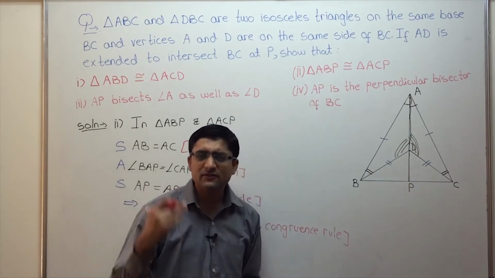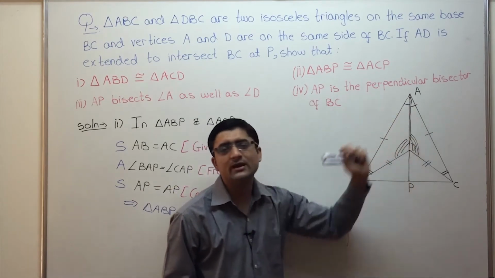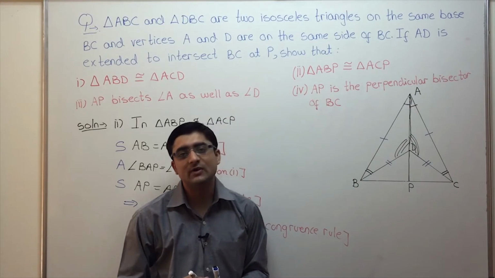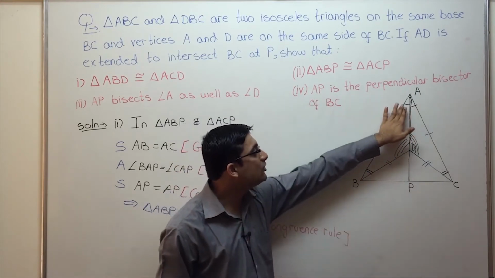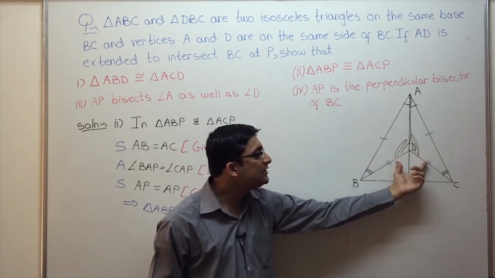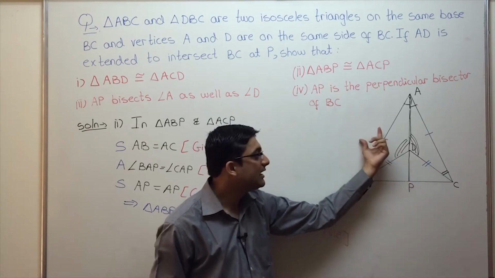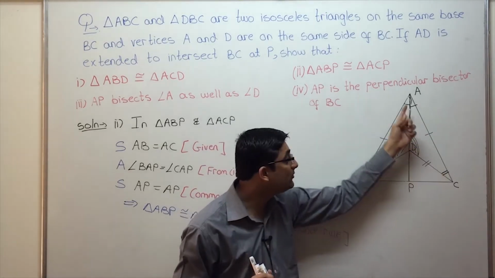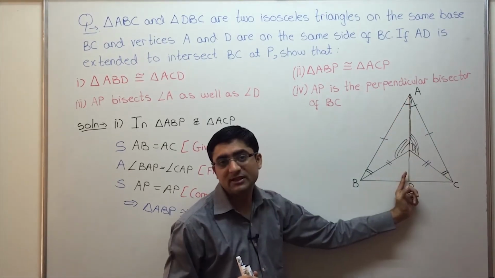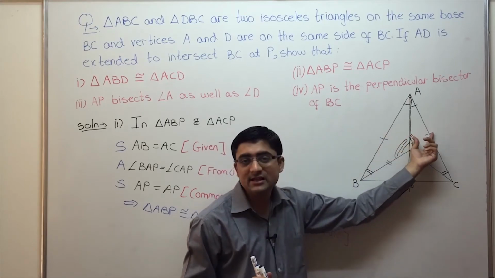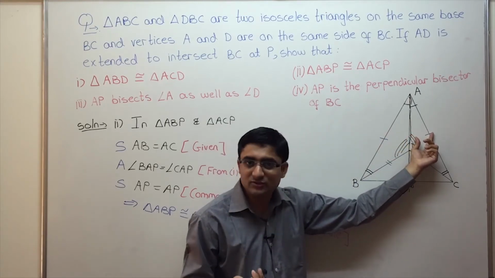Now let's say in the previous question you do not derive these two angles to be equal. How will you figure out these two angles are equal? Simple. Let's say I do not know these two angles are equal. Just look at these two triangles ABP and ACP. AB is equal to AC, given to me. AP over here is a common side. So two corresponding sides are equal. That means the included angle also has to be equal.